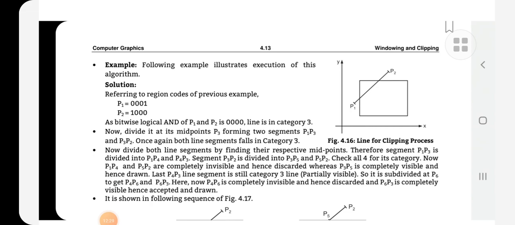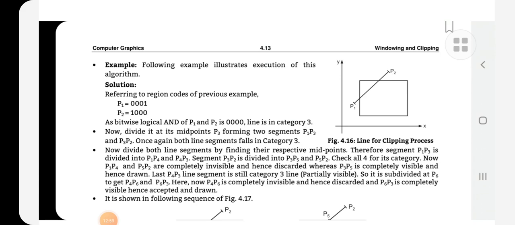So the solution is to write the region codes of the previous example. P1 is 0001 and P2 is 1000. As the bitwise logical AND of P1 and P2 is 0000, the line is in category 3. Now divide it at the midpoint P3, forming two segments P1, P3 and P3, P2. Once again both line segments fall in category 3.